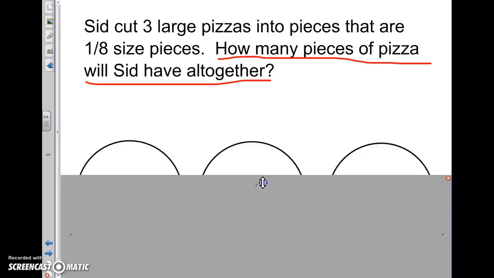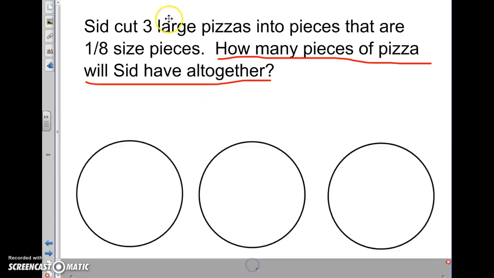So since we're cutting them up into smaller pieces, we know that we're dividing, right? So we start with our dividend. Here are your 3 large pizzas. Now each of those pizzas we're going to cut into 8ths. So in other words, go like that and like that.